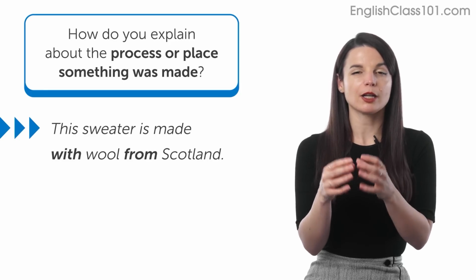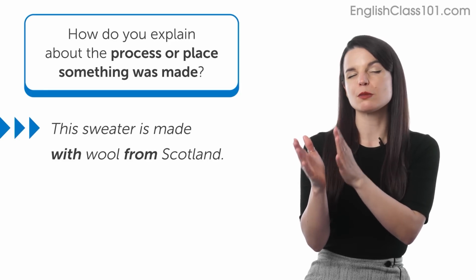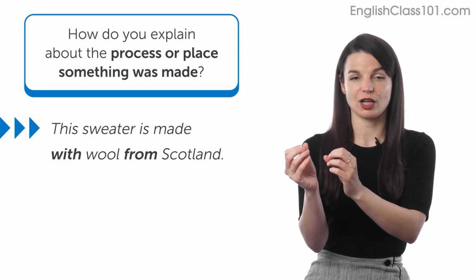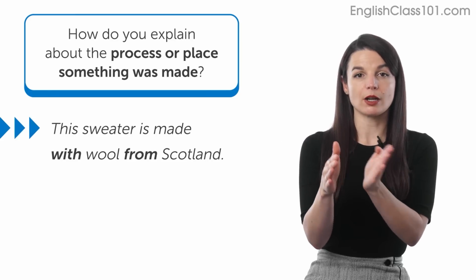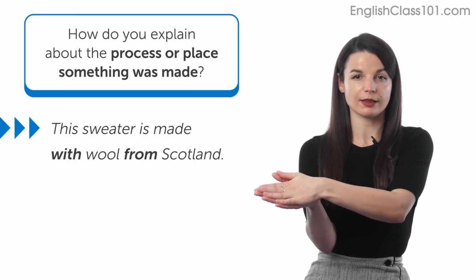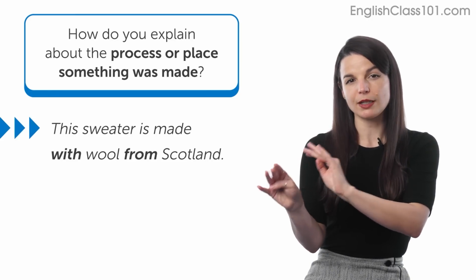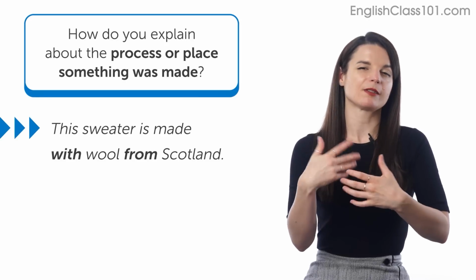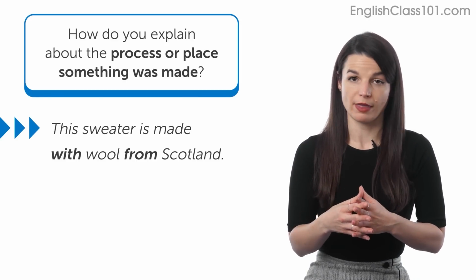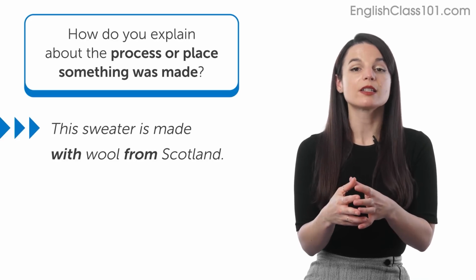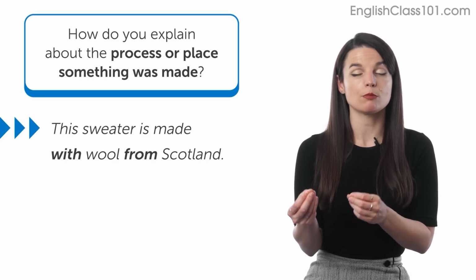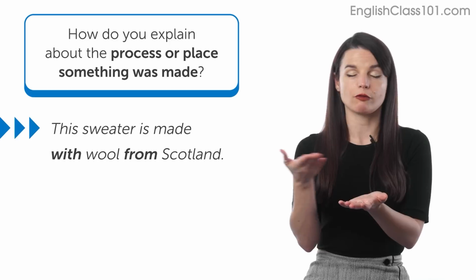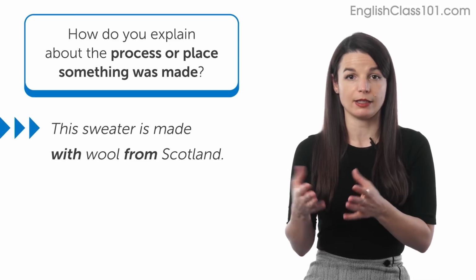When you use this pattern, you might notice that "with" is more common than "of" here. So by that I mean, "this sweater is made of wool from Scotland" is probably less common than "this sweater is made with wool from Scotland." This sounds a little bit more natural, this "with" pattern. So basically, when you want to talk about the region something came from, you can just say "from region," so from country or from city and so on.